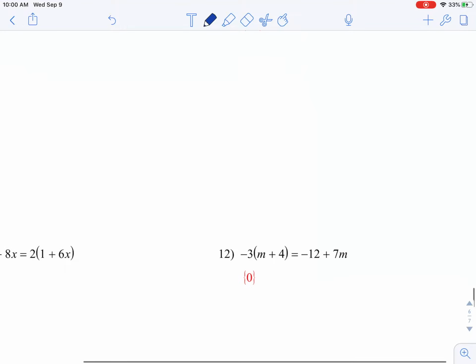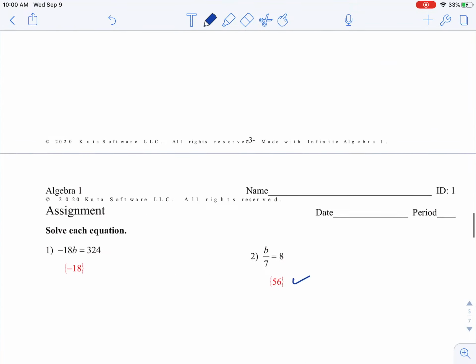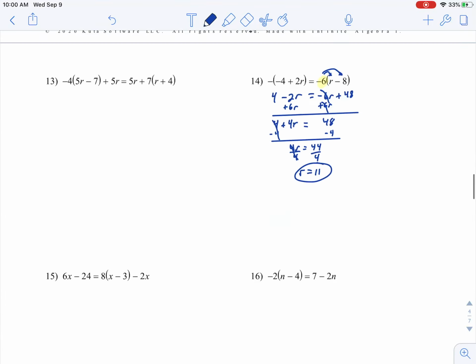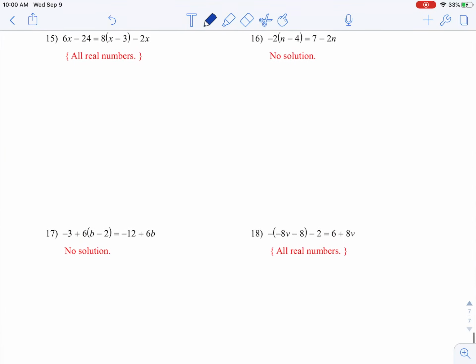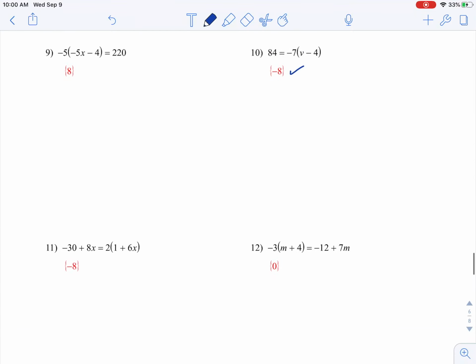Whoa, wait, what? Did I skip a problem? I did, I skipped a problem. I'll get back to it in a second. Okay, sorry. Number 14, 11, just like we thought. So I got to go back and do number 12.